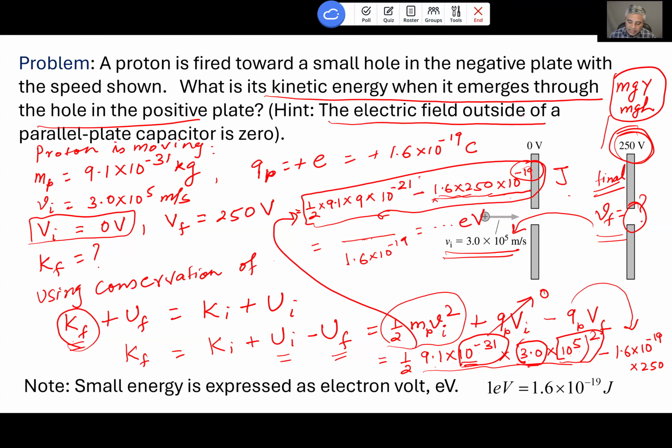So here there is this hint. It simply says, okay, there is no other potential or field that's affecting the motion. So that means when it comes out, that's the final point, and that's not going to affect anything. That's what it is saying.